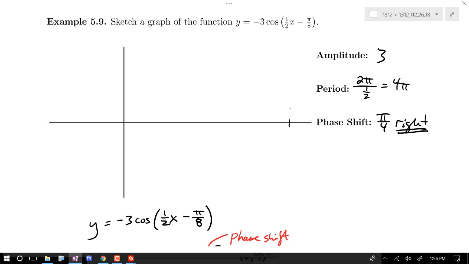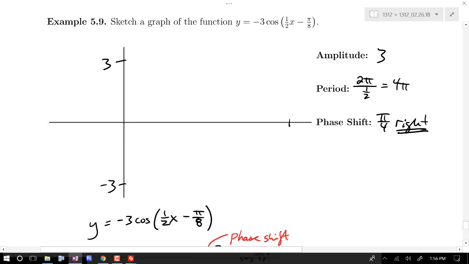All right, so we have all the important information. We know that there's going to be a reflection because it's a negative cosine, and that it's a cosine curve, so it starts at the extreme. So what do we do next? Here we just have some empty axes. So plot out the 3, so that's at the top and the bottom here. That's as far as we go in the up or down direction.